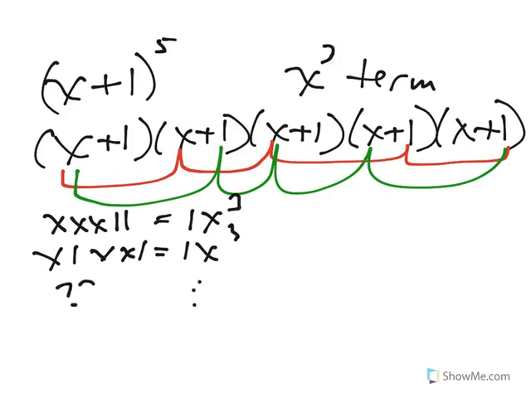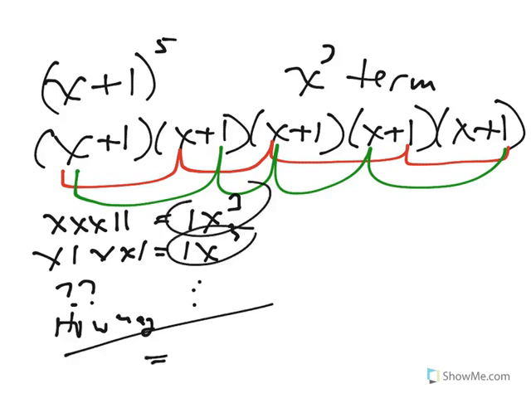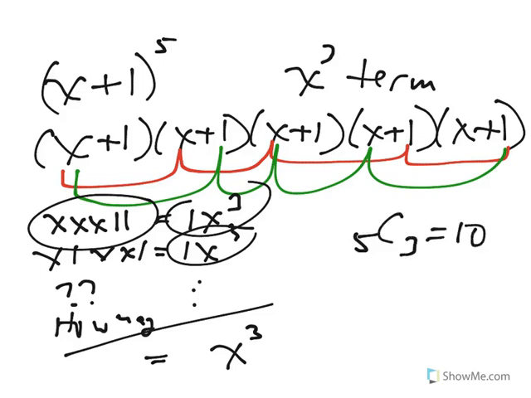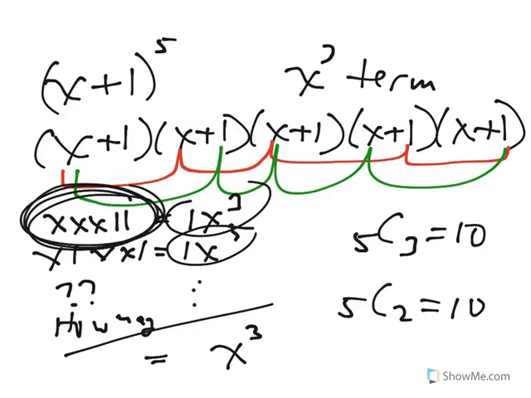So the real question is, how many of these will there be? Since they're all 1 times x to the 3rd, that's going to end up being our answer, the number of things on this list. Well, the number of things on that list is 10, because 5 choose 3 is 10, or 5 choose 2 is 10, because this word, if you want to call it that, has 5 letters, and 2 of them are 1s, and 3 of them are x's. So the answer is 10x to the 3rd.